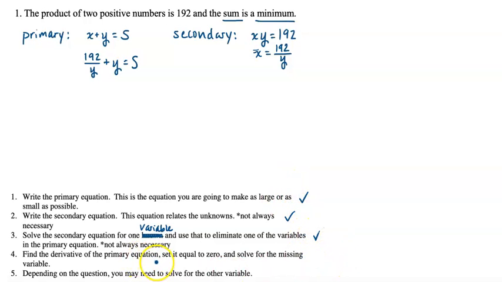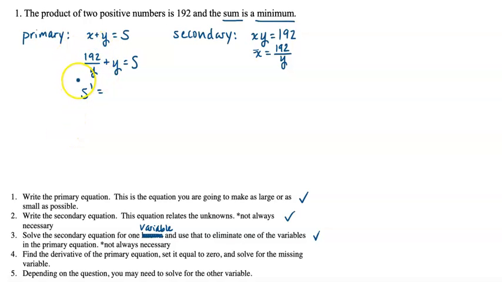Now we're going to find the derivative of the primary equation, set it equal to 0, and solve for the missing variable. Now we want to find the derivative of S. So if I want to find S prime, I can find that derivative now that I only have one variable. I only have this S. This sum is a function of y. Now I can just take the derivative with respect to y. So I can essentially find that derivative normally.